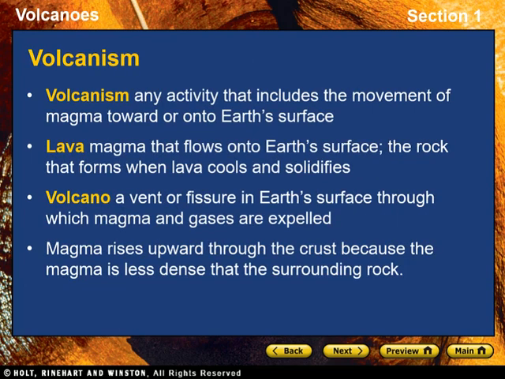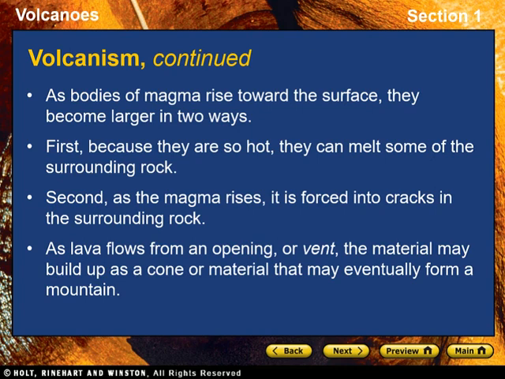Volcanism. Any activity that includes the movement of magma onto Earth's surface is called volcanism. Magma rises upward through the crust because the magma is less dense than the surrounding rock. As bodies of magma rise toward the surface, they can become larger in two ways. First, because they are so hot, they can melt some of the surrounding rock. Second, as the magma rises, it is forced into cracks in the surrounding rock. This process causes large blocks of overlying rock to break off and melt. Both of these processes add material to the magma body.